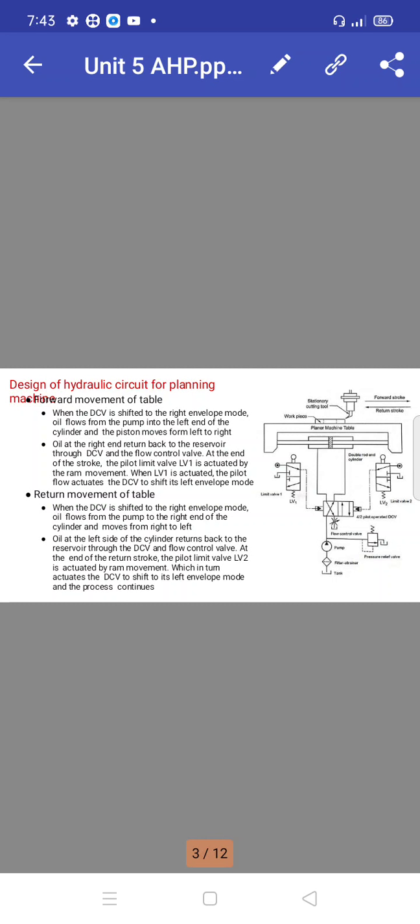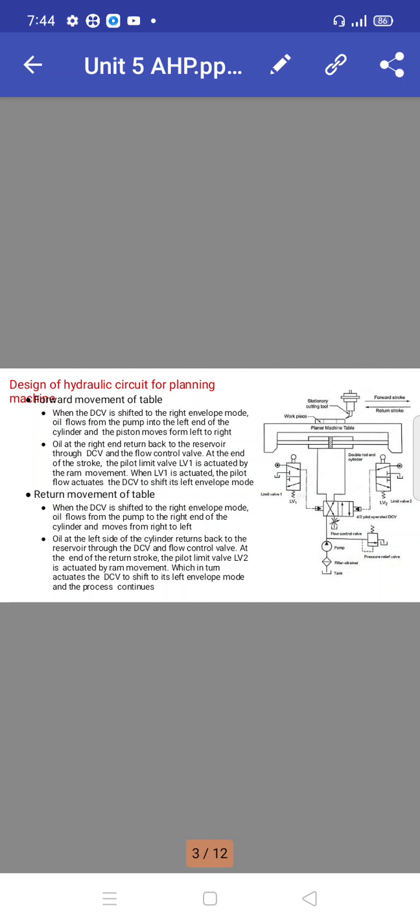When the DCV is shifted to the right envelope mode, oil flows from the pump into the left end of the cylinder and the piston moves from left to right. Then oil at the right end returns to the reservoir through the directional control valve and the flow control valve. The direction control valve specifies which direction the fluid may flow, and the flow control valve specifies the quantity of fluid that may flow.